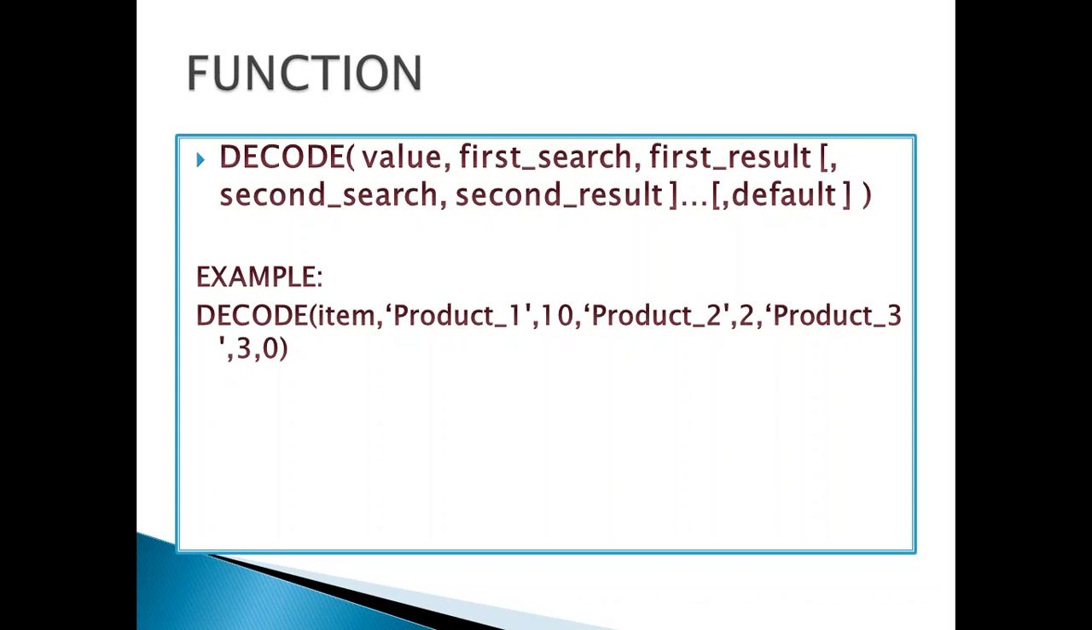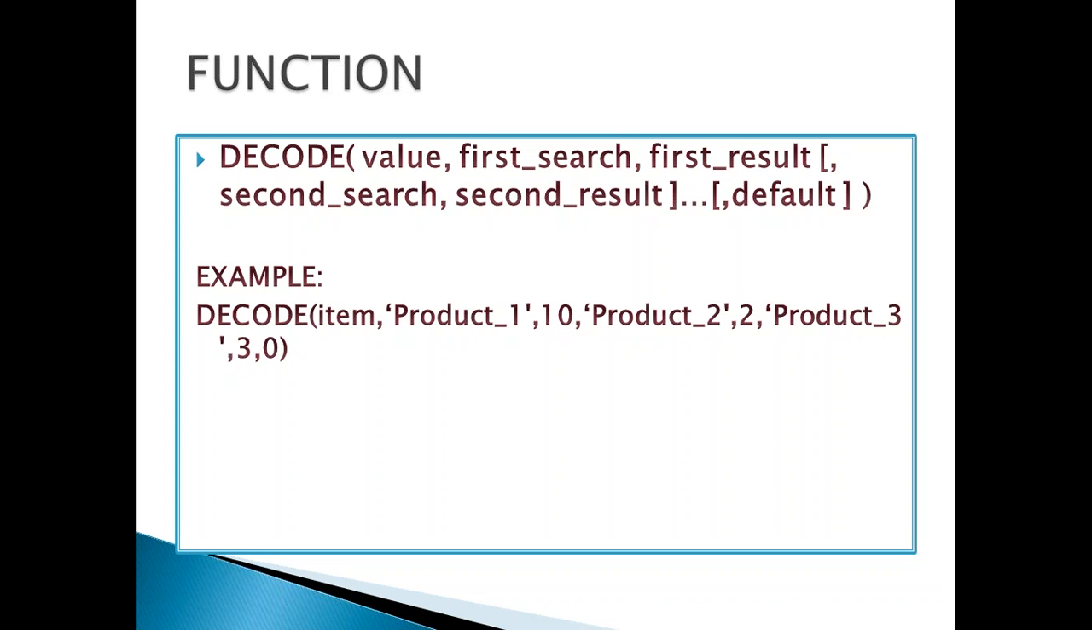Decode is a function that you can use inside your expression transformation. Now let's see the syntax and what a decode function does. Decode function works on a particular port. The first thing you see here, value, is called the port name. On which port you want to decode, that name will be given there in the value column. Then you have first search, first result, second search, second result, and so on, and default.